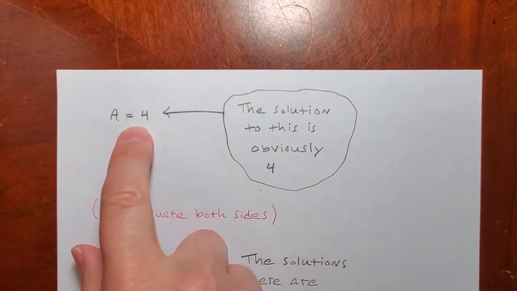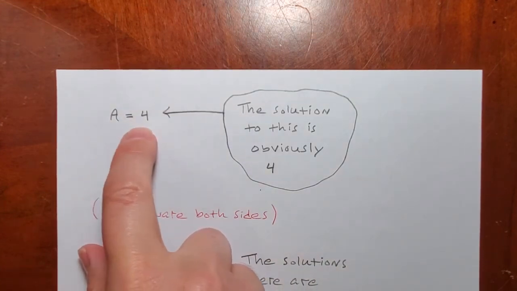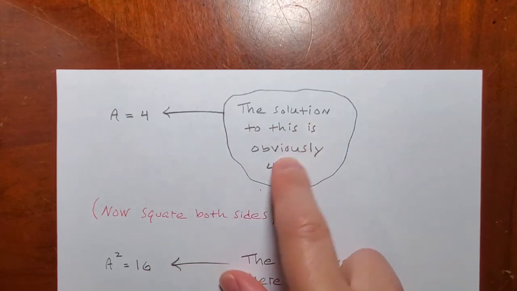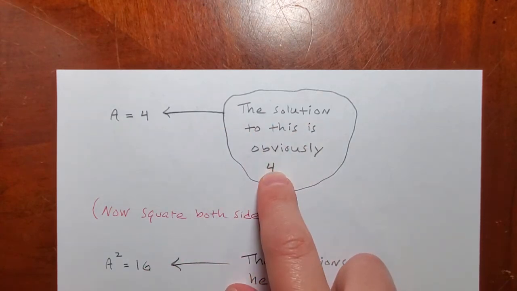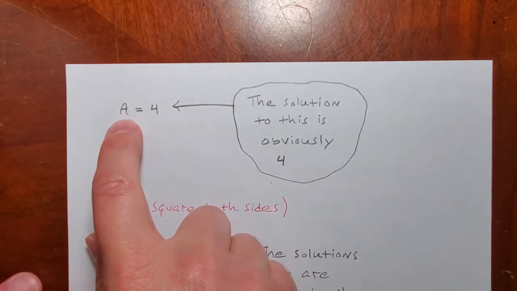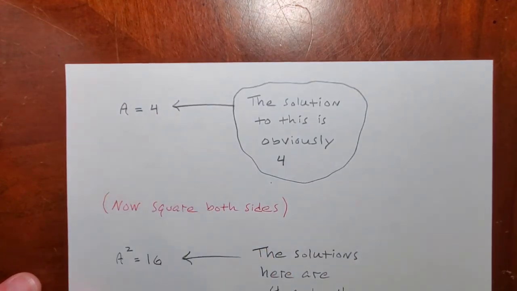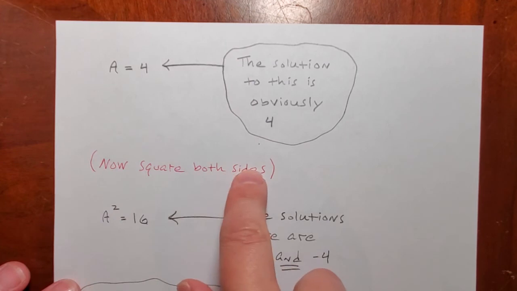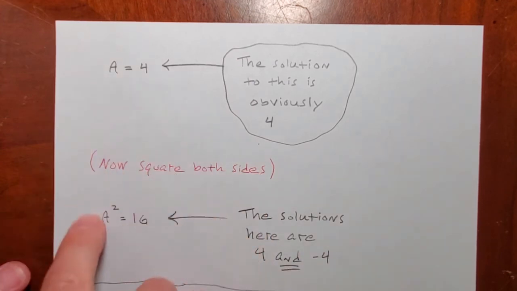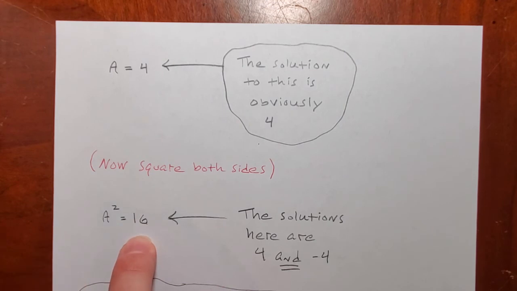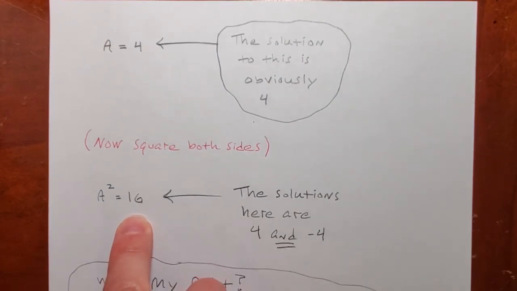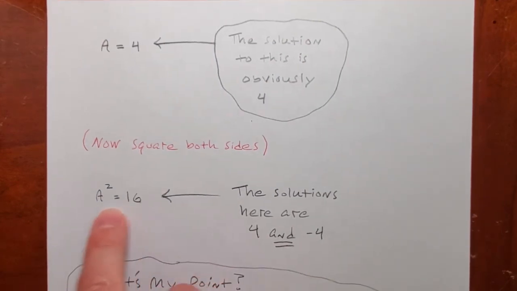So see this equation? It says number A equals 4. The solution is obviously 4. I mean, it doesn't get any more obvious than that. What if you plug 4 in for A? Is it true? 4 equals 4. It's true. Now suppose I square both sides. So I square the left, I get A squared. I square the right, I get 16. You can do that.